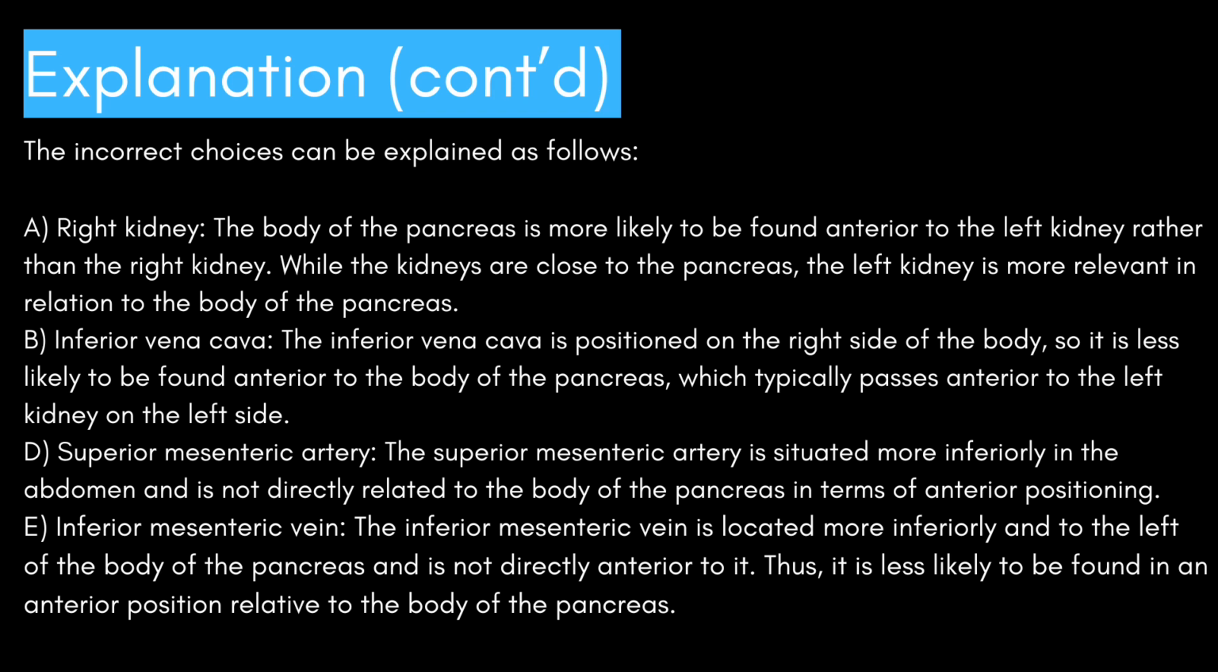E, inferior mesenteric vein. The inferior mesenteric vein is located more inferiorly and to the left of the body of the pancreas and is not directly anterior to it. Thus, it is less likely to be found in an anterior position relative to the body of the pancreas.